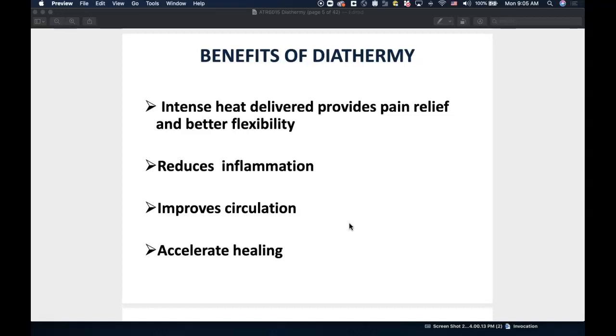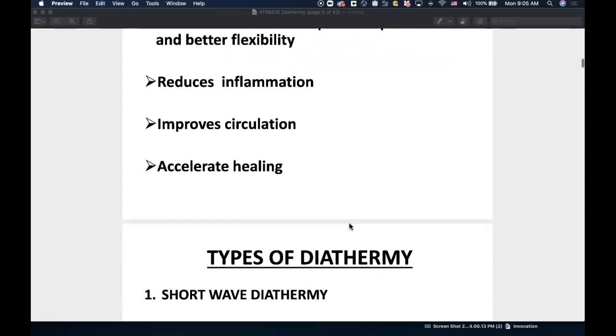We know that it improves circulation and accelerates healing. Man, I wish I could take that term back. I would say it enhances healing through the process of reducing pain, reducing spasm, improving joint flexibility, reducing inflammation, and improving circulation about a joint or a muscular tissue.